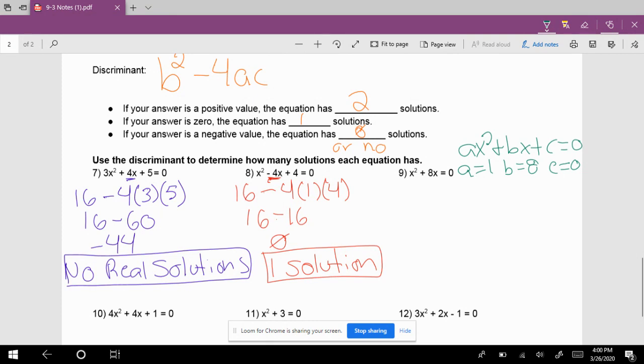So b squared, that'd be 8 squared. So we're looking at 64 minus the 4 that's always in the problem, times A, which is 1, times C, which is 0. So that results in 64 minus 0, which is 64. So again, that's the discriminant. If I square root that number, how many answers do I get? 2. You get positive 8 and negative 8. Again, none of those are the actual answer, but there are 2 solutions to that problem.